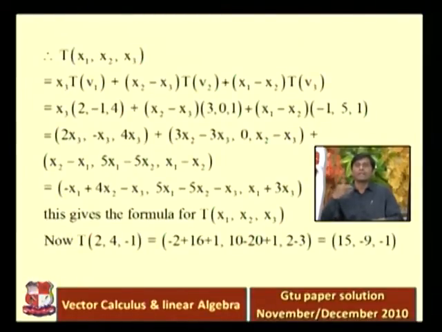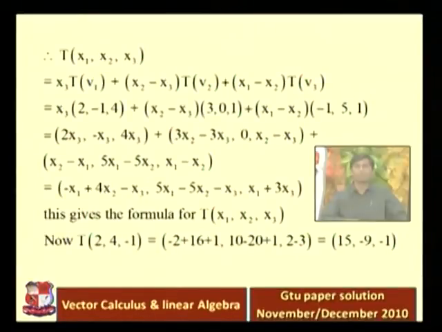Now we want to find T of (2, 4, -1). So now we have T of x1, x2, x3. In it, instead of x1, x2, x3, you will put the values 2, 4, minus 1. That means instead of x1 you have to put 2, instead of x2 you have to put 4, and instead of x3 you have to put minus 1. So you will get minus 2 plus 16 plus 1, then 10 minus 20 plus 1, then 2 minus 3, that is equal to (15, -9, -1). Okay, so this question is complete.